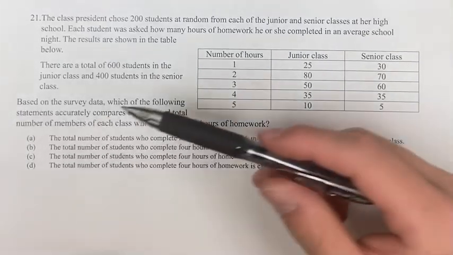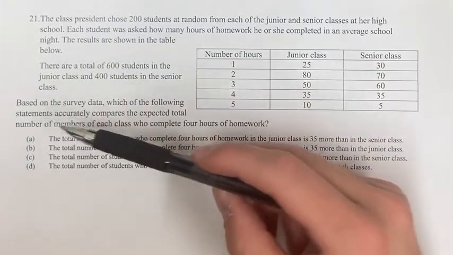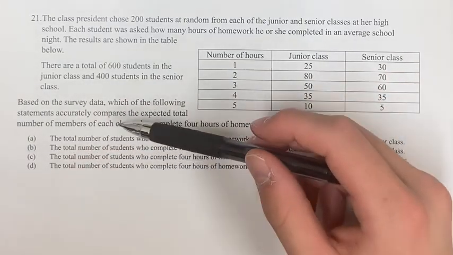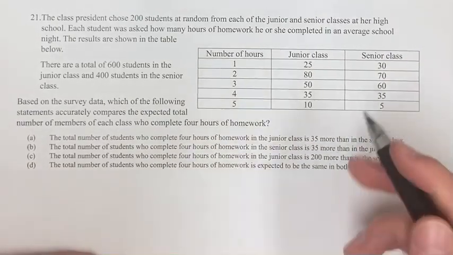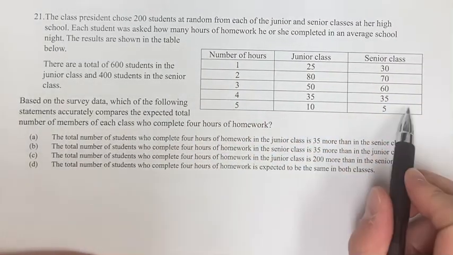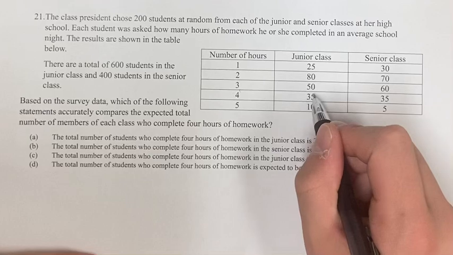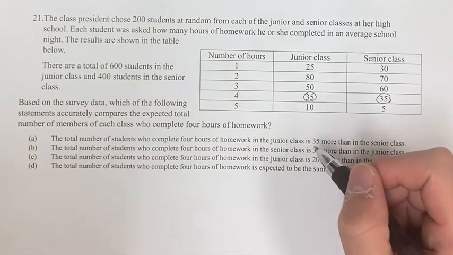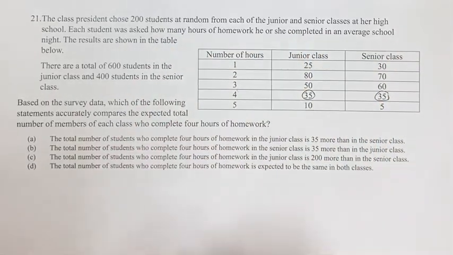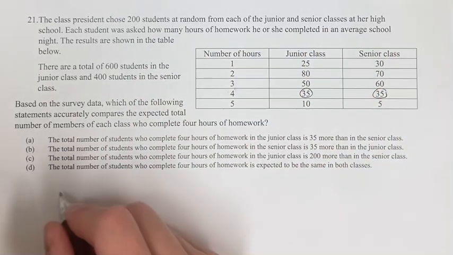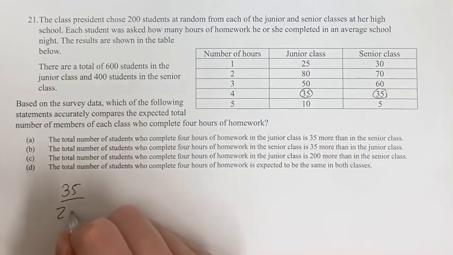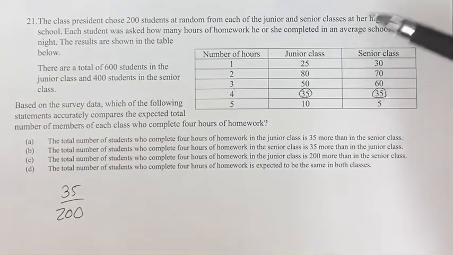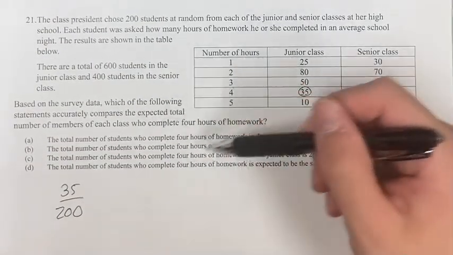We're asked, based off the survey data, which of the following statements accurately compares the expected total number of members of each class who completed 4 hours of homework. So for 4 hours of homework, that's this row right here, right? 4 hours. And we have 35 in the junior class and 35 in the senior class. So these are both out of 200 students each. So in the junior class, we have 35 out of 200 people who are going to be completing 4 hours of homework.